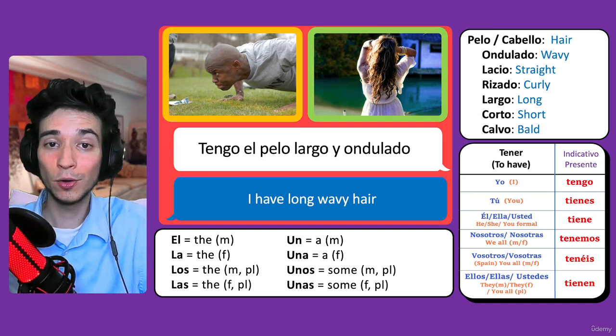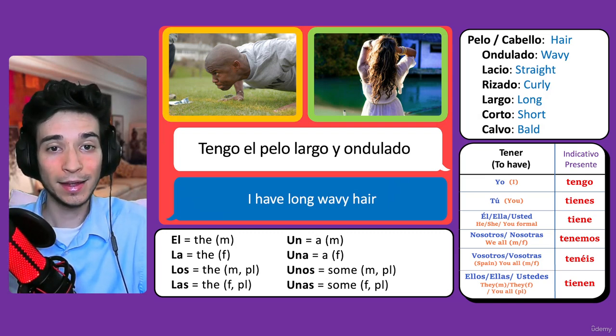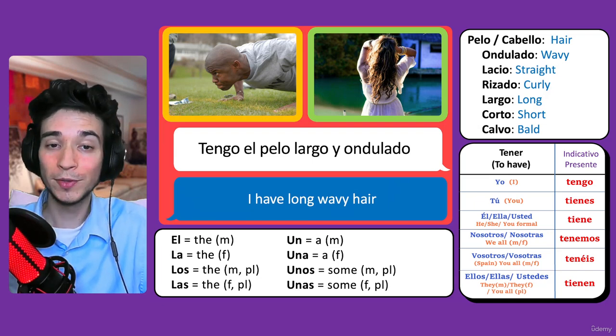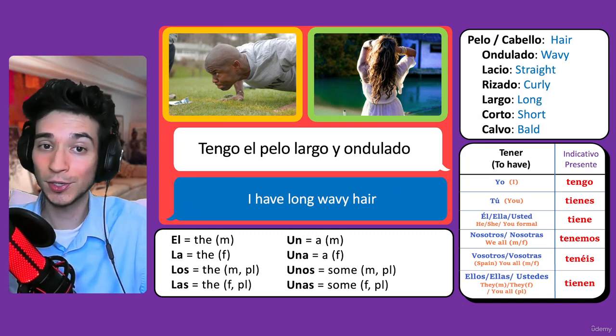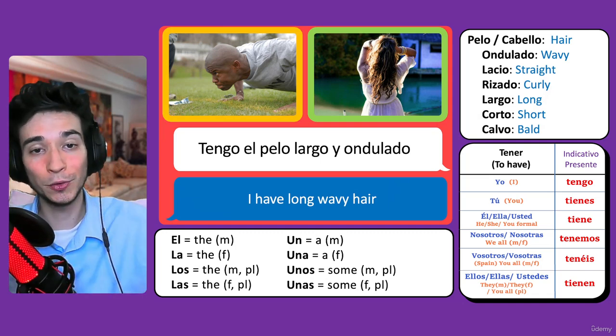And the next one. Tengo el pelo largo y ondulado. I have long wavy hair. You can also remove the el. You can just say tengo pelo largo y ondulado. You can also say it that way. You can remove el pelo.